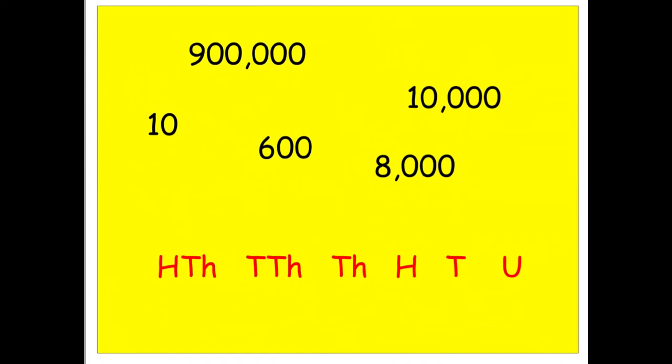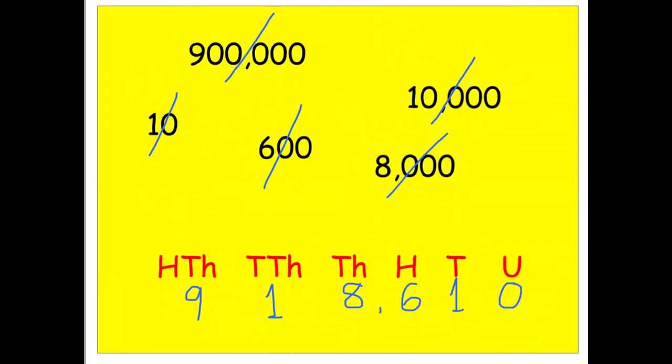Let's begin with our biggest value. 6 digits, 900,000, so I need a 9 in my 100,000s. 5 digits, that's 10,000, so I have 1 in my 10,000s. 4 digits is my thousands. 6 hundreds. 1 10. And I've got no units, so I need to put a 0 in. Comma between my thousands and hundreds. 918,610.